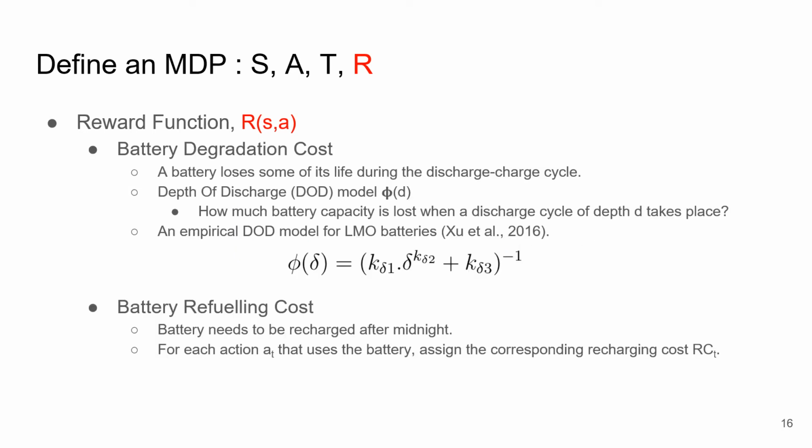We also take into account two extra costs for each action. We estimate how much degradation the battery incurs when it is used for peak saving and add it to the cost of the action. For this, we use an empirical model as shown on the slide for a better estimation than theoretical models. We also consider the cost corresponding to the refueling of the battery after each usage.